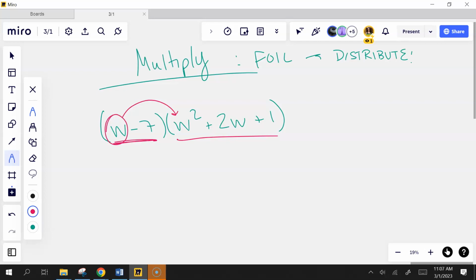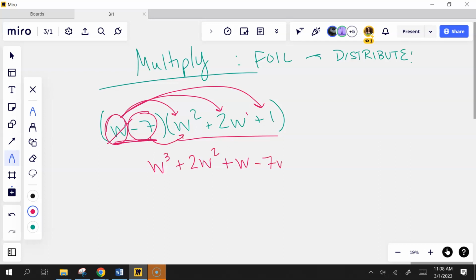So what is w times w squared? And w times 2w, remember those exponent properties, we're now adding the exponents here. And then w times 1 is w. Now I'm done with that first term, so I tend to mark it out so I don't lose my place. And I circle the second term. And now I do the same with that term. So minus 7w squared, minus 14w.